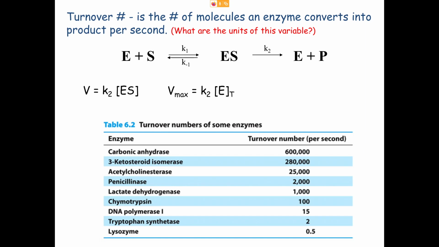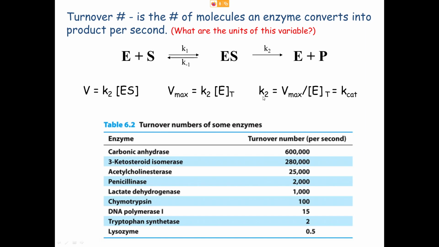So if I rearrange this a little bit more, right, and solve it for K2, it's just V max divided by ET. So that number is called normalizing it. V max, you remember, I can change. I can make it go faster if I add more enzyme. Remember the students with scissors analogy. If I have more enzyme, I can make it go faster. So I can't compare V maxes from one enzyme to another, but I can compare their K cats, right?